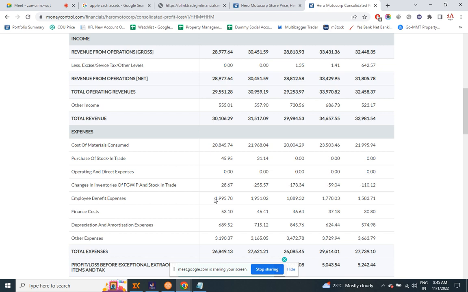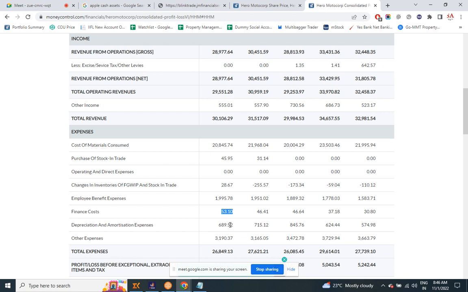Employee benefit expenses. This includes even salary. So the company must be paying salary to its employees. The company must be rewarding them during Diwali with a gift. The company may be rewarding with a bike. So whatever they are spending on employees, everything will come here. The company may be sponsoring trips also to them. The company may be sponsoring insurance also to them. Everything will come here including salary. Then they may have taken a loan from the bank. 53 crore is only the interest cost they have paid.